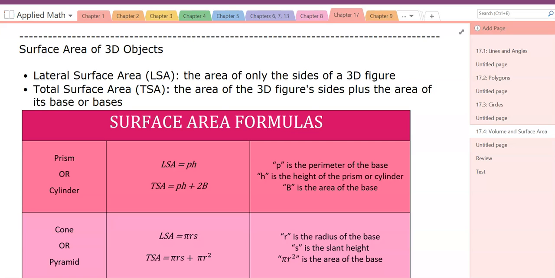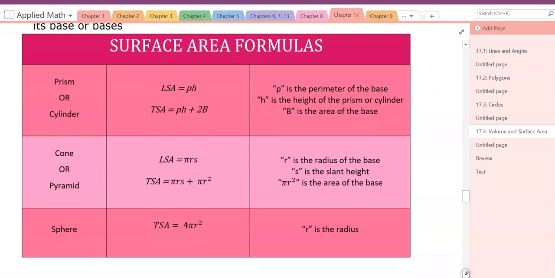Total surface area, or TSA, is when you do the area of all the sides and the area of the bases. So there may be times that they say only find the lateral surface area, and they just want to know what's the area of just the sides that make up the shape. So I've created another chart in your guys' packets that has the two different types of formulas for surface area for the shapes that we've been talking about.